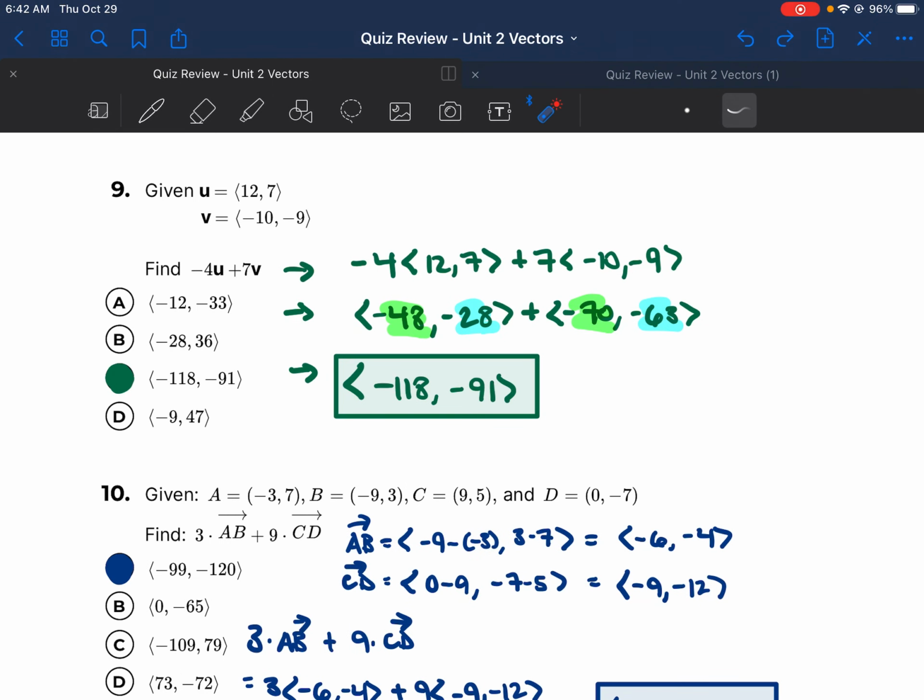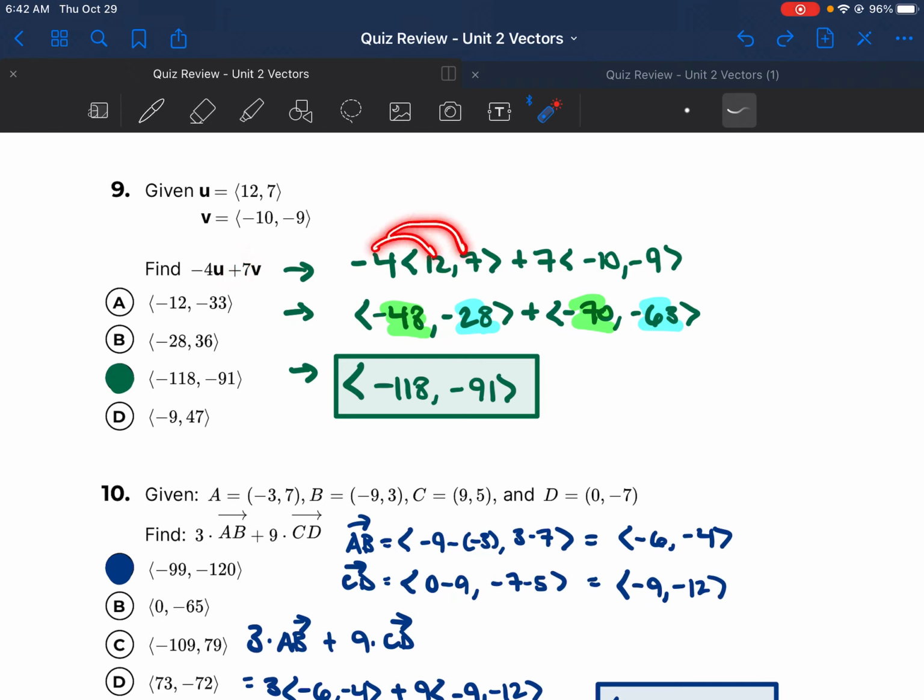In problem number 9, given vectors u and v in component form, we need to find negative 4u plus 7v. Well, luckily, u and v are already written in their vector component form. So all we need to do is distribute negative 4 to vector u, which I've done right here, and 7 to vector v, which I've done right here.